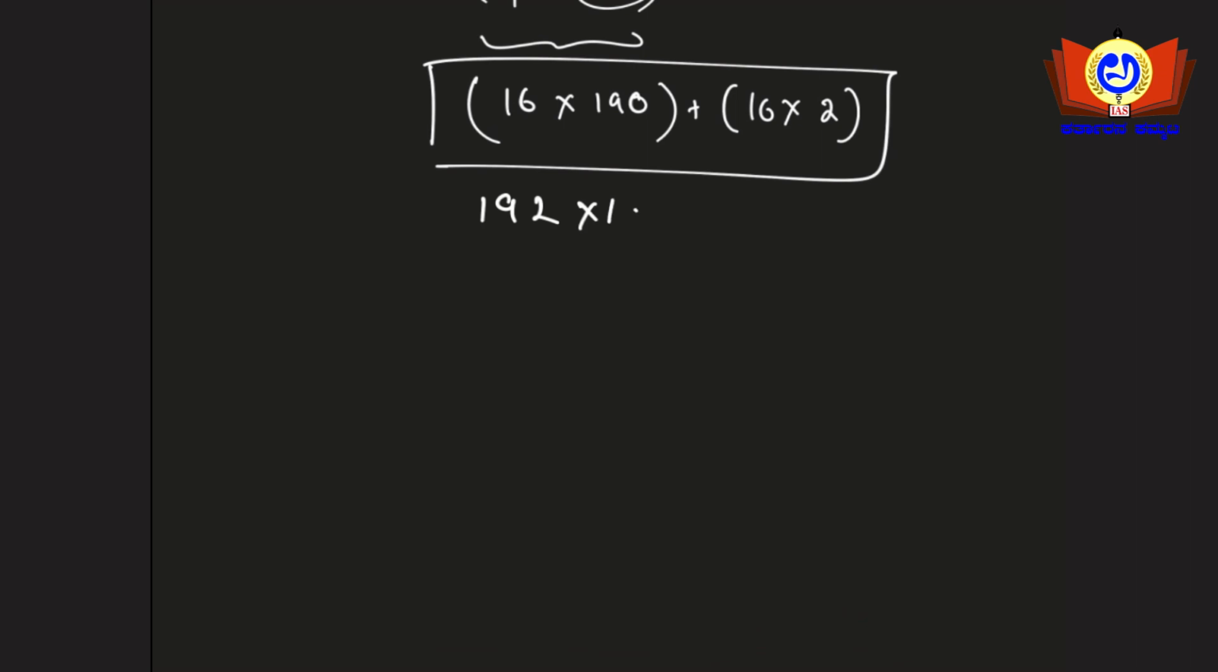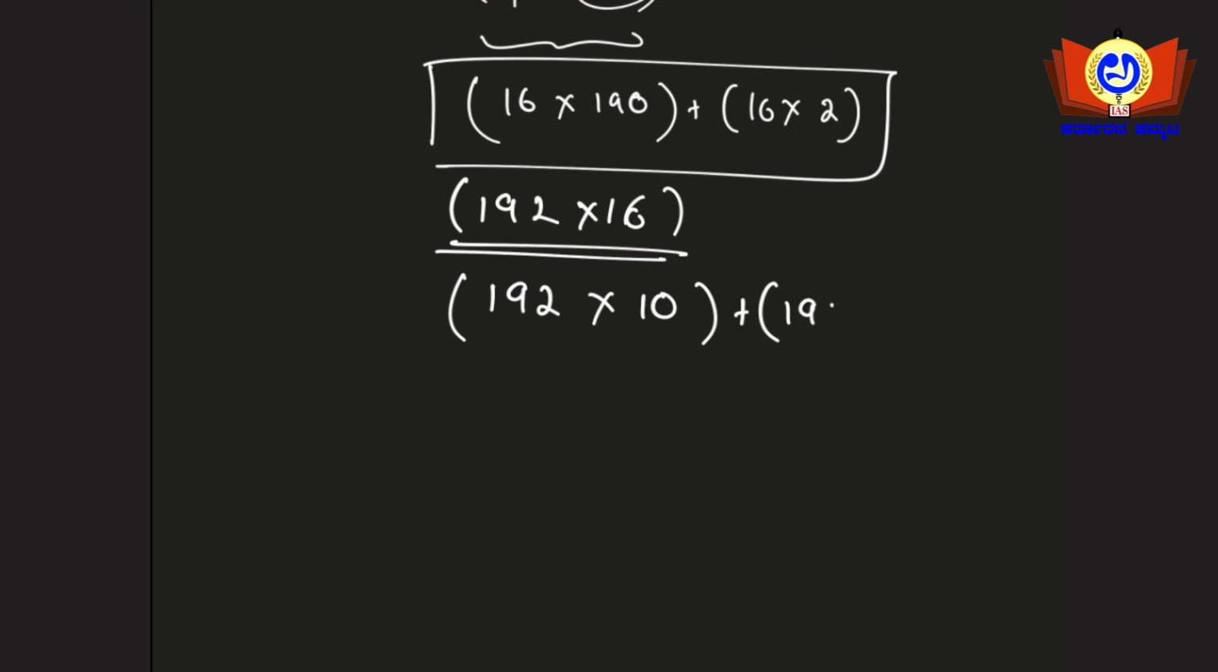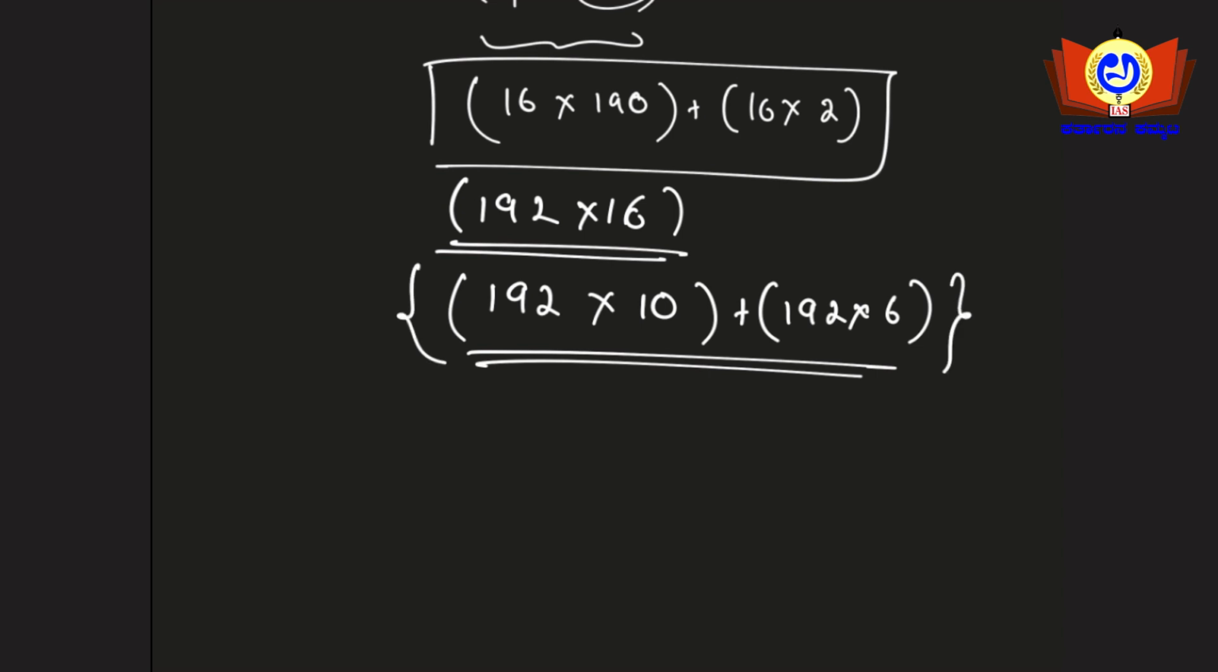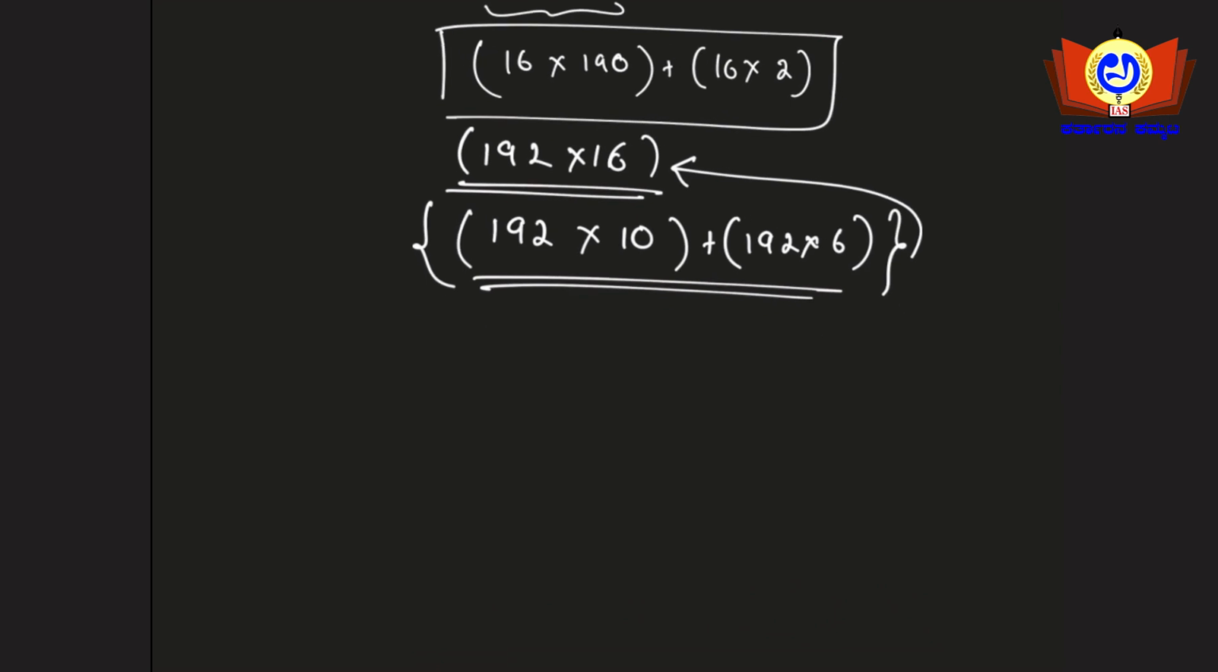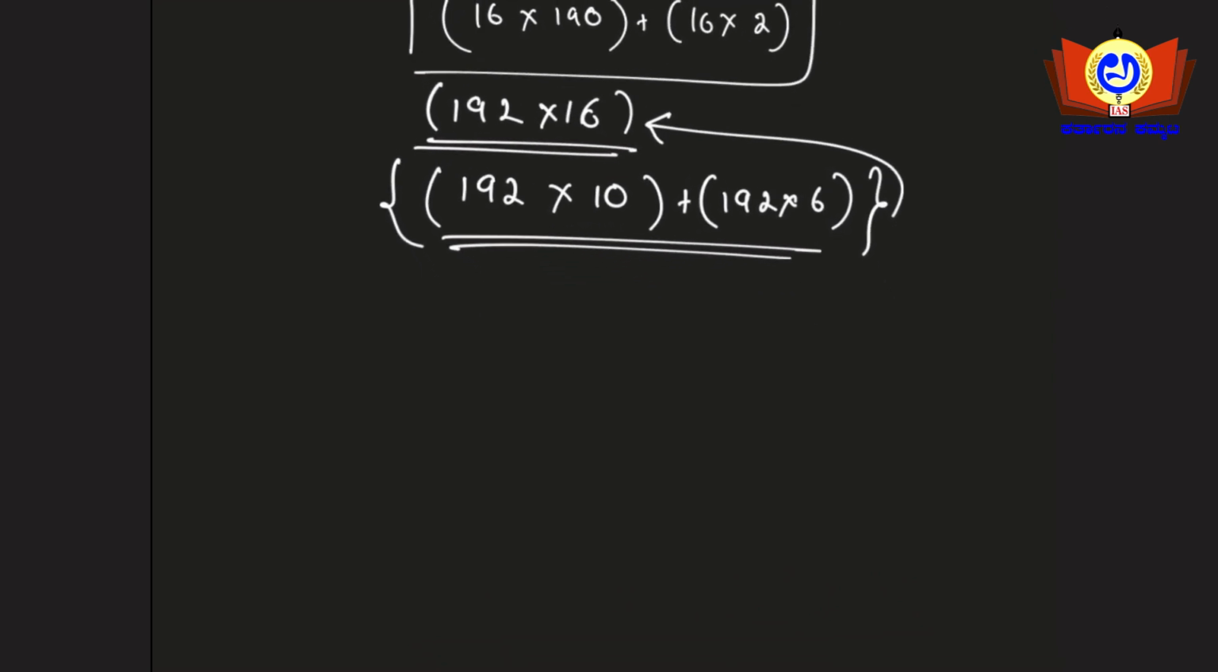192 into 16, so this I need to multiply, right? So what I will do is 192 into 10 plus 192 into 6. This multiplication is the same as 192 into 16, right? 192 into 10 plus 192 into 6. So this will be a bit easier to calculate in this method. So 1920 I'll be getting here.